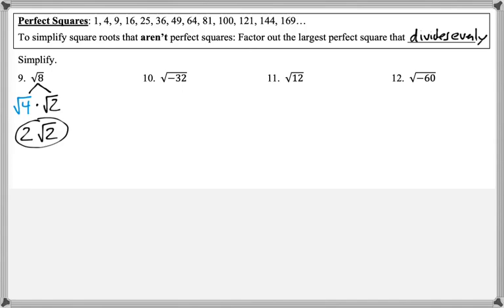So I haven't changed the value. This is just the simplified form of square root of 8.